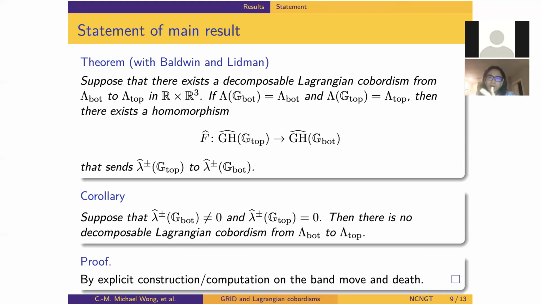And the proof of the theorem is by explicit construction. It's a diagrammatic, combinatorial proof on grid diagrams for the saddles, and the death map. Why death? Well, if you have a birth and then you have a contravariant map, that's a death map.